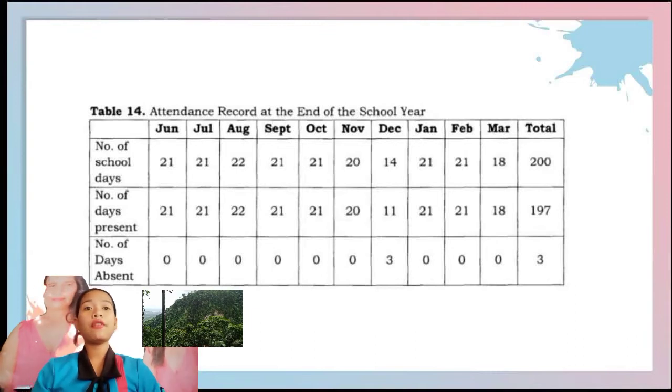The number of days absent is 3. So 200 minus 3 is equal to 197. So the student has 197 school days that he or she attended in the school year.